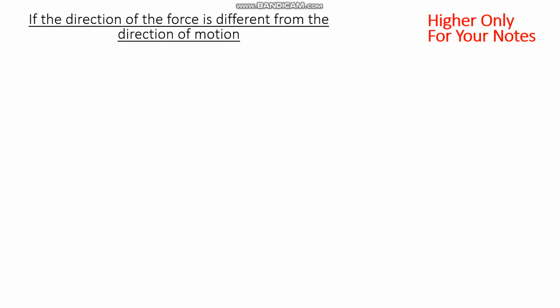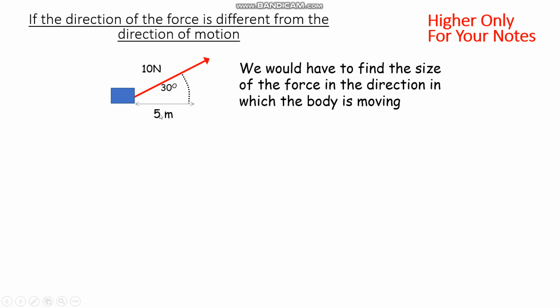Okay, so for higher students only, what if the direction of force is different to the direction of the motion of the object? Well, let's give you an example of that then. Imagine we're trying to pull this mass here with a piece of string, but instead of pulling it horizontally, we're actually pulling it at an angle. The distance we've been given is a horizontal distance, however. So we can't simply use work done equals force times distance because the force isn't in the same direction in which we're moving it. So what do we do?